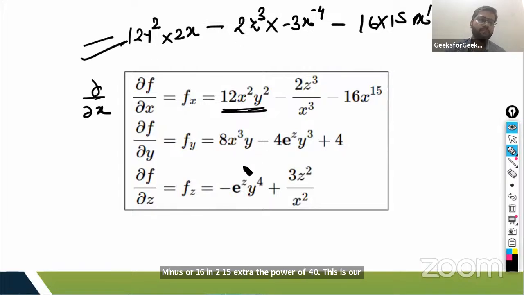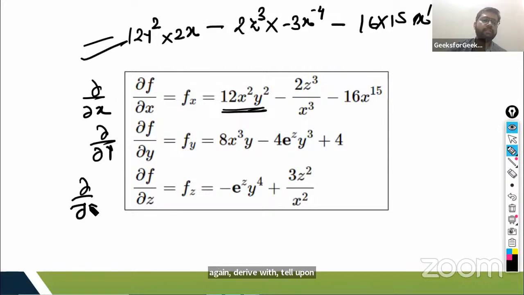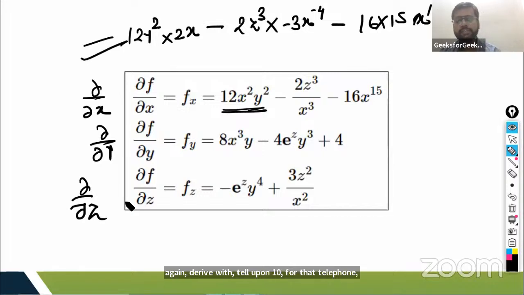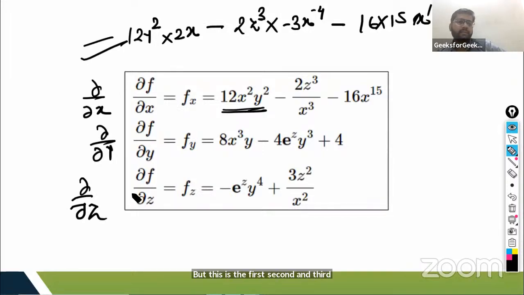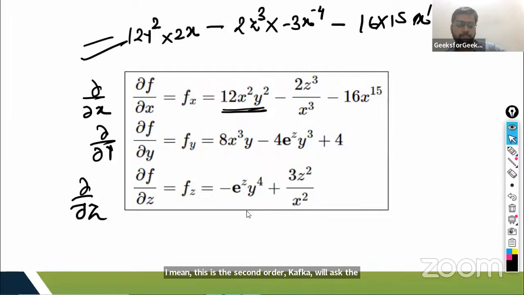For that, if you have to derive again with del upon del y and del upon del z, something like this. So this is the first, second, and third order derivative. I mean, this is the second order. If they ask for the third order, do the same step again. Dheeraj, is it clear?